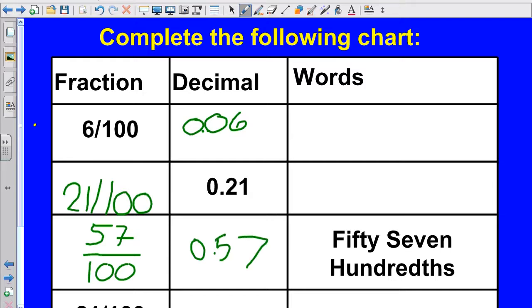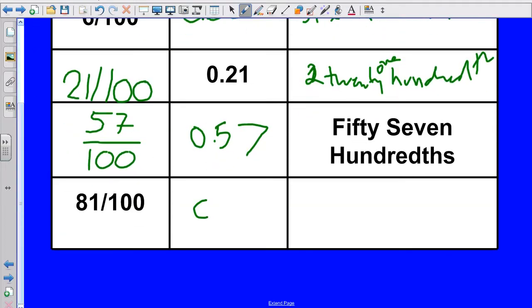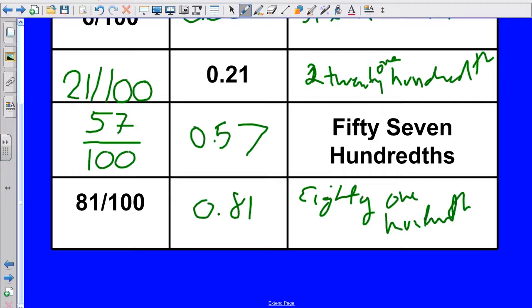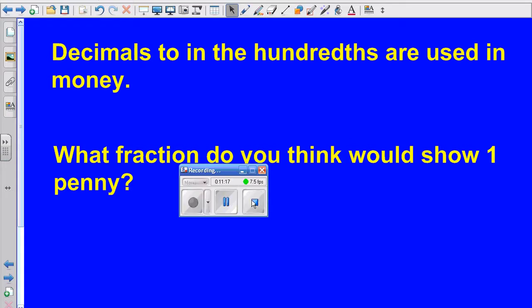Okay, I'm going to have to take over here because I want to get done before the bell. Okay, so just watch. This one is 6 hundredths, right? This one is 21. I forgot the one. 21 hundredths. And moving down so we don't get caught by the bell. This is 0.81, 81 hundredths. Okay? And the last page is some decimals for money, and we're going to have to put this on hold. I maybe have to do part 1 and part 2.